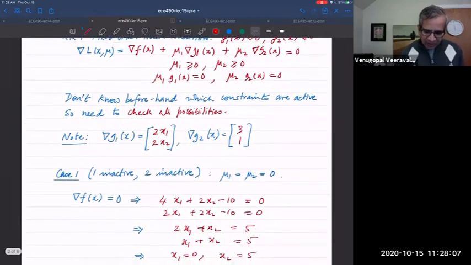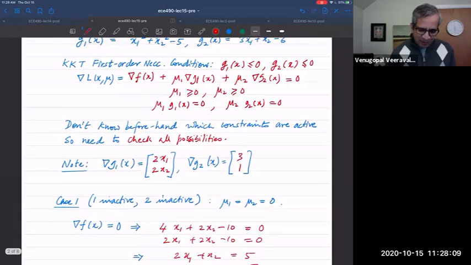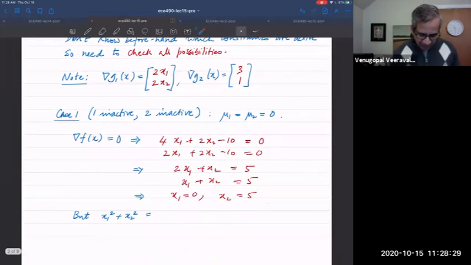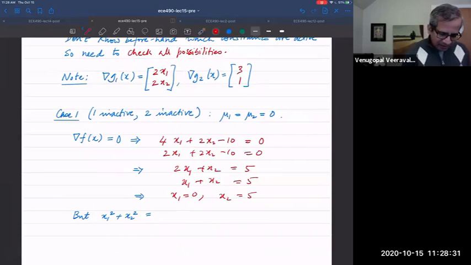Well, actually, no. For this case, you don't have to worry about complementary slackness because you already know that mu1 and mu2 are both 0. So this will be satisfied automatically. Let's just look at these constraints: x1 squared plus x2 squared less than or equal to 5. If you look at x1 squared plus x2 squared, that's 25, but that's not less than or equal to 5.